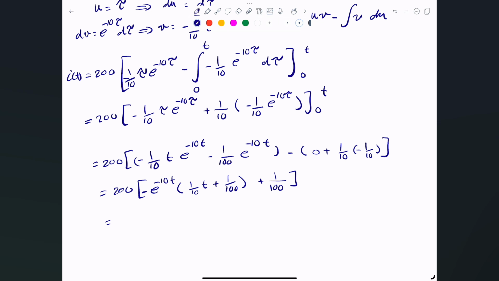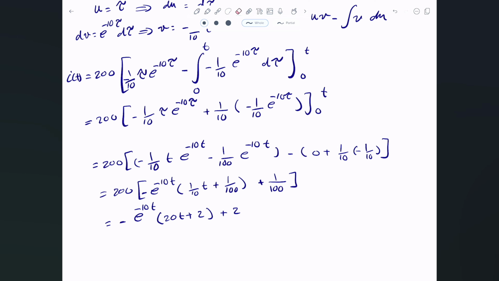So we'll multiply by 200, we'll get negative 200, so negative 2e to the negative 10t. Actually, let me just take the 2 inside. I think it will be just simpler. Okay, so e to the negative 10t. 200 becomes 20t plus 2. That's what we have, plus 2 in here. That's what we have. Yep, and that will be in amps.